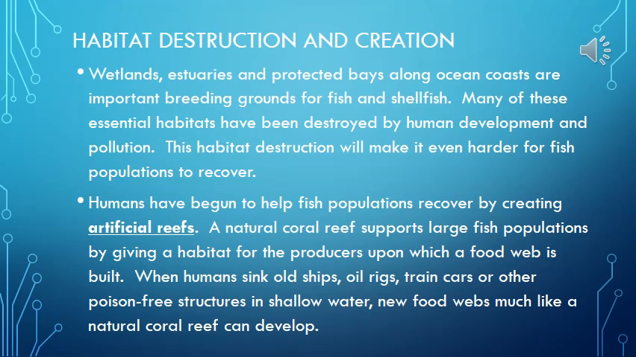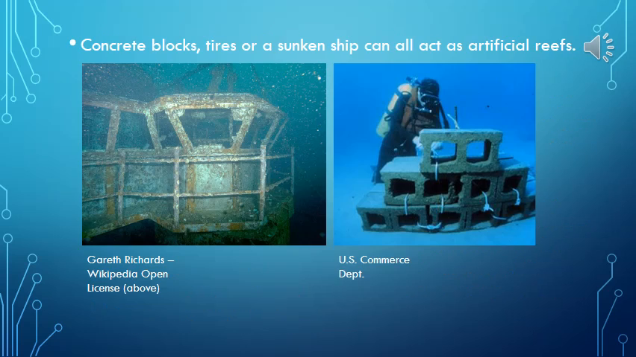A natural coral reef supports large fish populations by giving a habitat for the producers upon which a food web is built. When humans sink old ships, oil rigs, train cars, or other poison-free structures in shallow water, new food webs, much like a natural coral reef, can develop. Concrete blocks, tires, or a sunken ship can all act as artificial reefs.